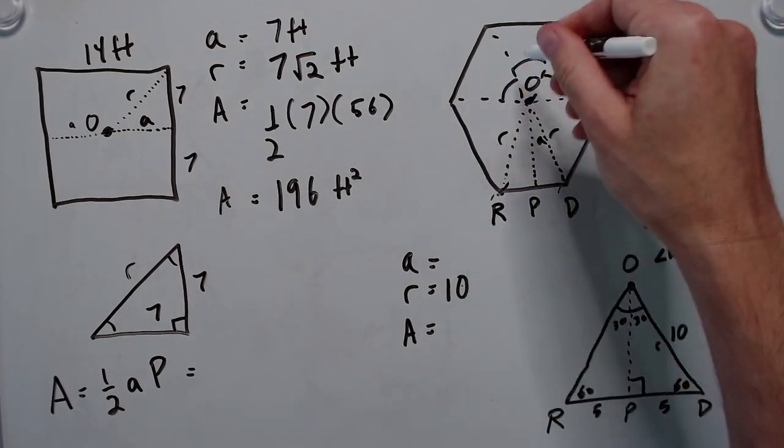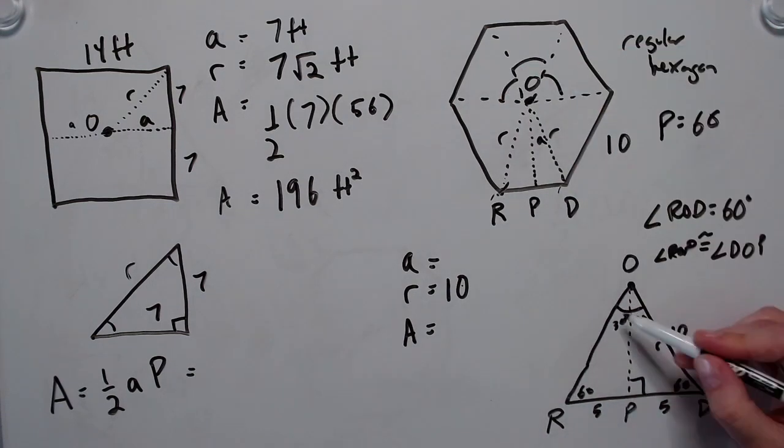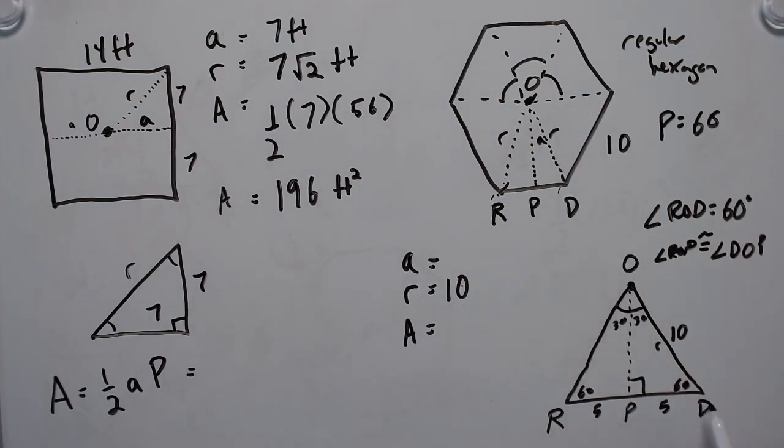Because we took 360, we divided it by 6 to find this to be 60. We know that these angles have to be the same. They're consecutive angles, or consecutive radii coming from the center. So we end up with a 60, 60, 60 triangle.